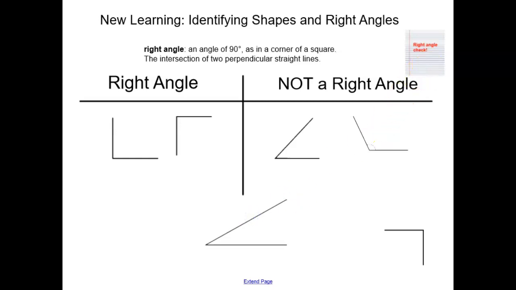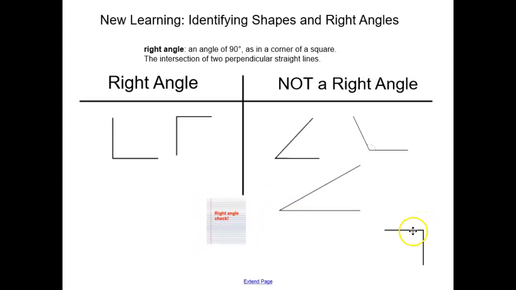Well, Mrs. Moore has prepared this right angle check for you. It looks just like your piece of paper. So I'm going to pull my right angle check down. Look, my right angle check does not line up perfectly with this angle. It is not a right angle. It is not straight down and straight across.